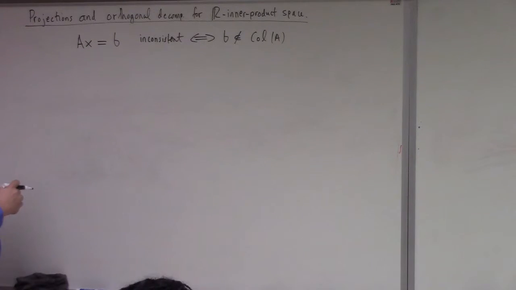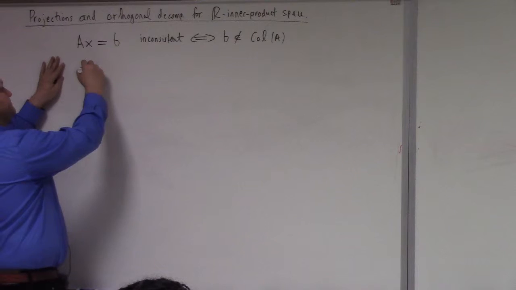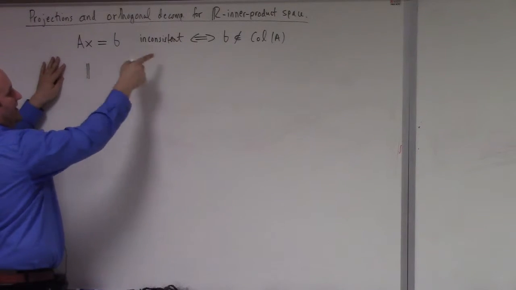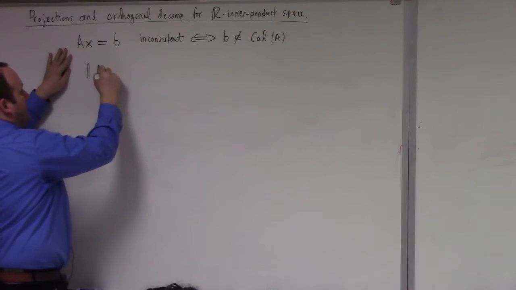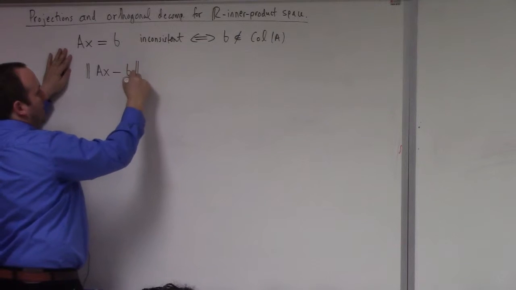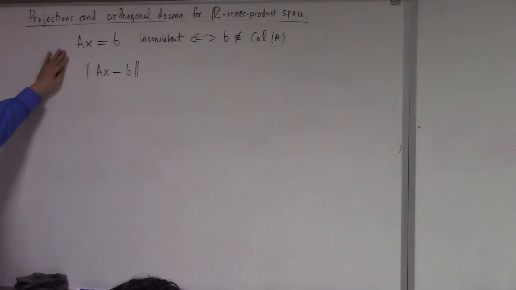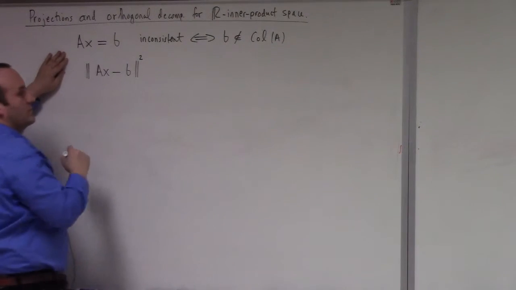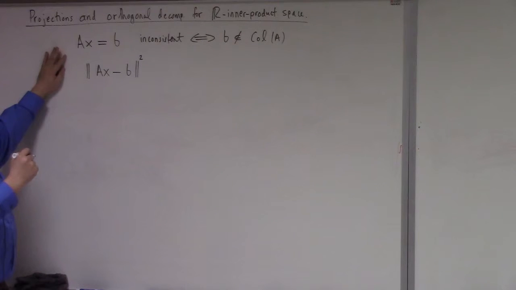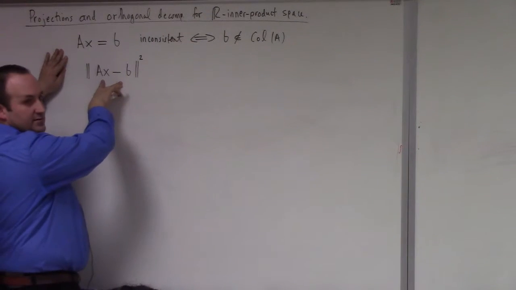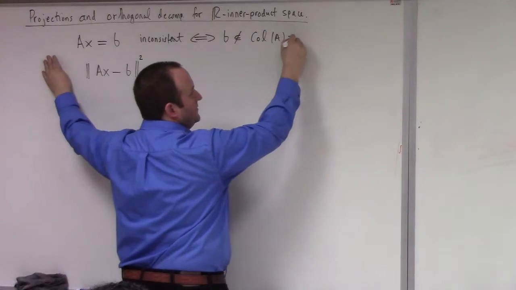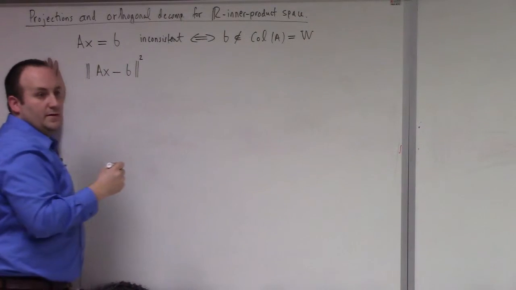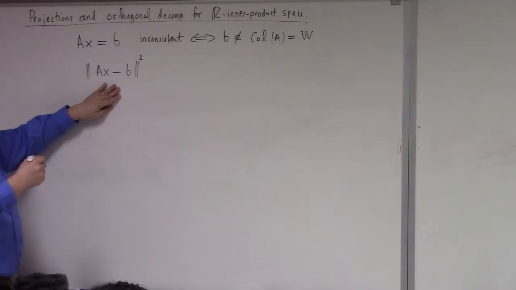Now, here's the thing. Suppose you want to make this as close to zero as possible. It's not consistent, so you can't make this equal to 0. But what you could try to do is make the norm of Ax minus b as small as possible. So you could take this vector and think of the column space of A as your W, and look at shadows of this onto W.